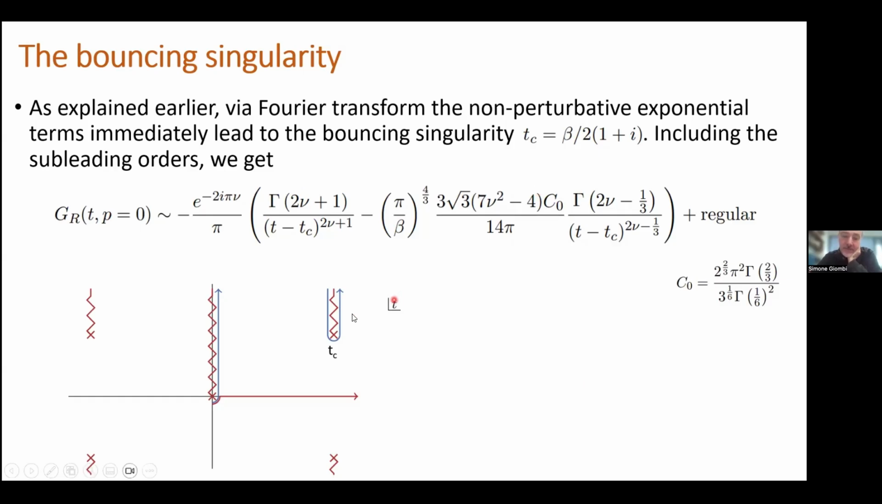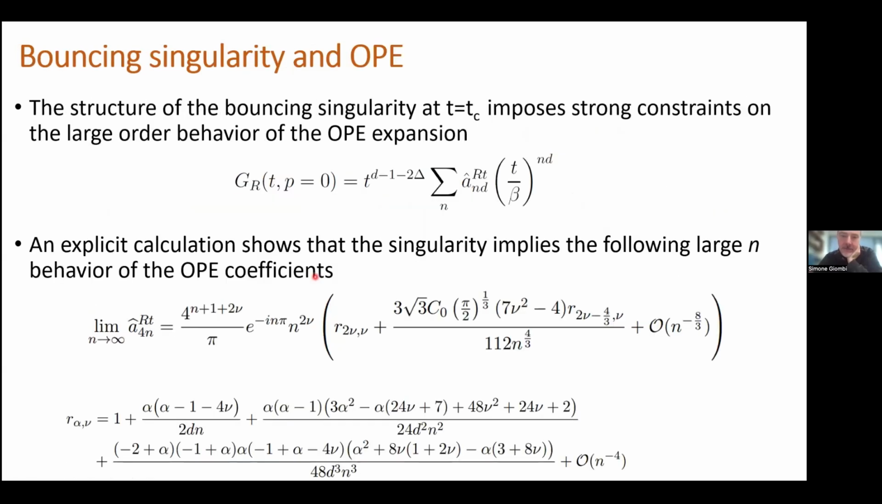Okay, so in that picture that I showed before, that singularity that was there is explicitly this TC that I'm talking about here. So when we rotate the Fourier transform contour from here to here, we get the perturbative part plus this non-perturbative part, which comes from this singularity, these branch cuts. Okay, so that's the general picture. And so another remarkable fact is that this has consequences for the OP.